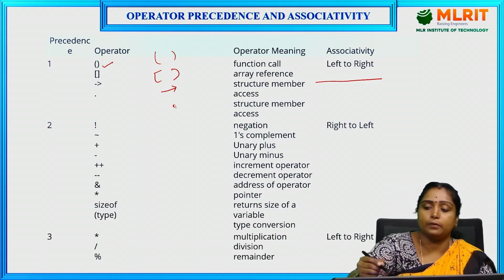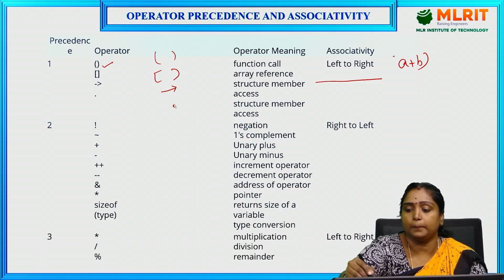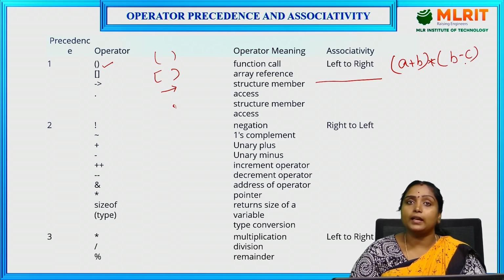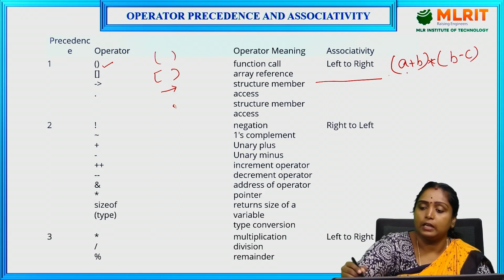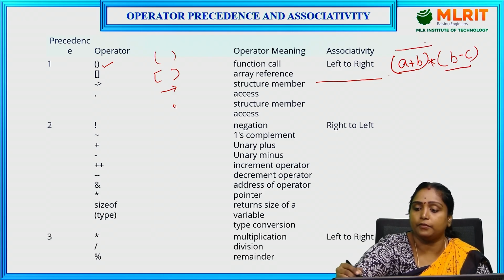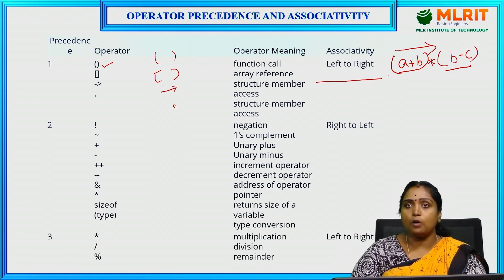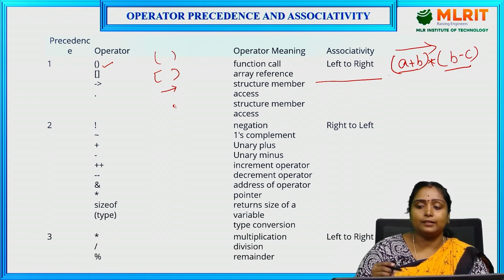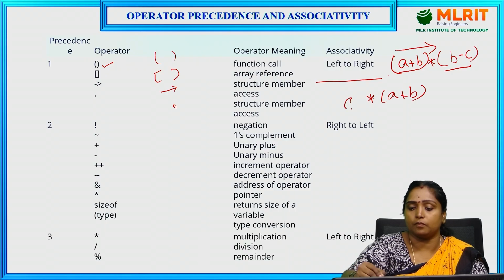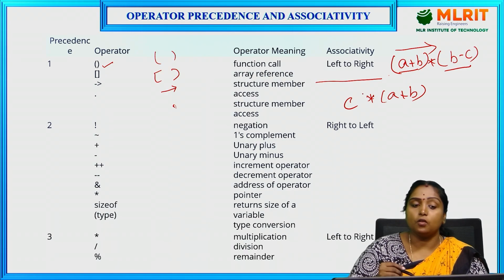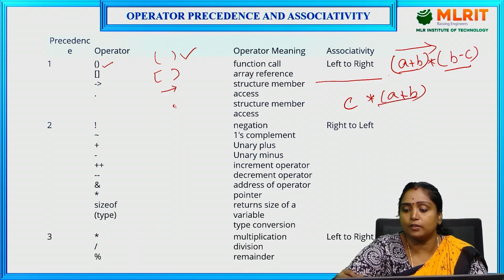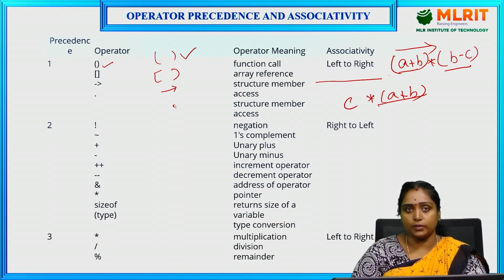If I'm getting something like this, a + b * (b - c), what do I have to evaluate first? I have to evaluate this expression, then this one, from left to right. This is how the associativity works, and this is how the priority works. If I get something like a + b, c * (a + b), as the first priority is for brackets, I have to evaluate this expression first.